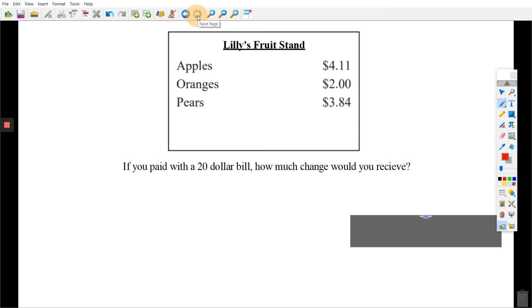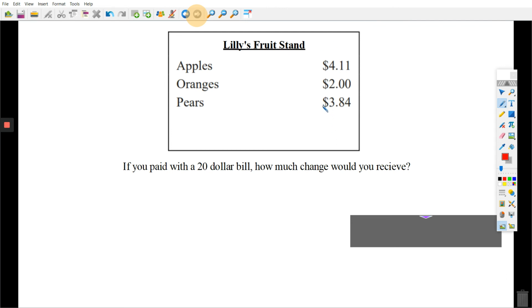In the last example for today, we have a receipt. Just imagine that we went to Lily's fruit stand and these are the fruits that we bought. And if you pay with a $20 bill, how much change will you receive? So before we can answer that question, we need to find out the total amount of money that we spent on Lily's fruit stand. So what do we do to find out the total? We need to add, right? So our first step, we need to add all these amounts to find out how much we're going to spend for the fruit before we can find out how much change we're going to get.